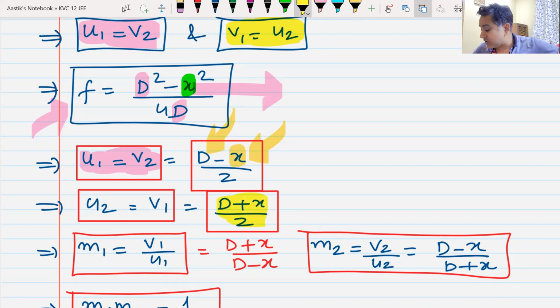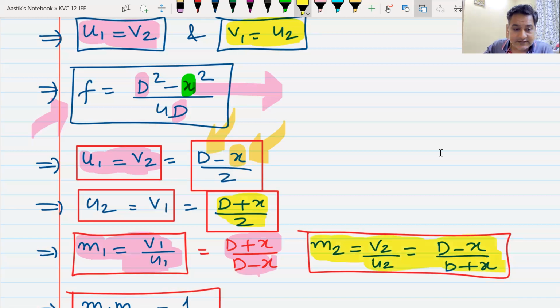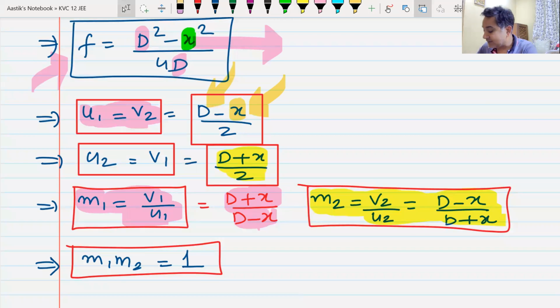If you find out the magnification in the first case, case number 1, you can write it as v1 by u1. So it will become (d plus x) upon (d minus x). If you find the magnification in the second case, it will be v2 by u2, so (d minus x) upon (d plus x). If you multiply both of these, you will always get 1. And that is the last thing that you must know about the displacement method to find out the focal length of a convex lens.